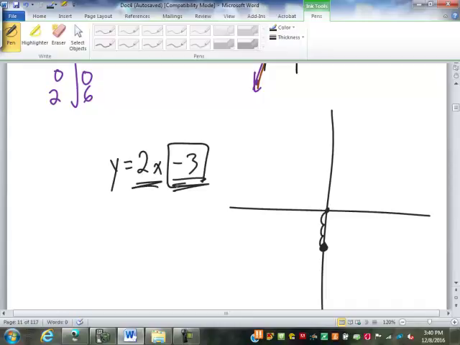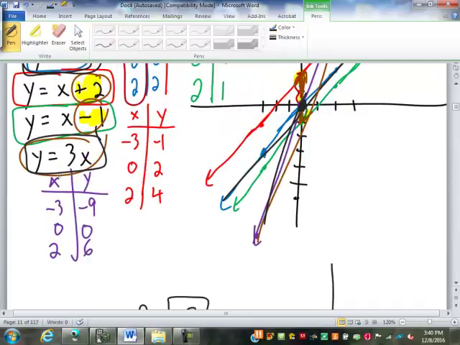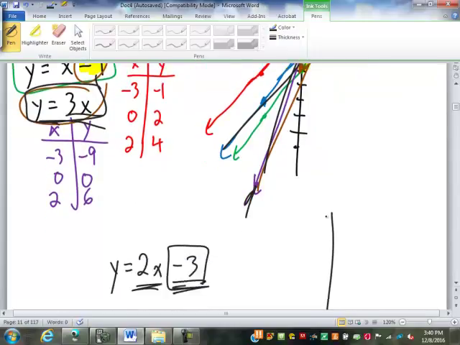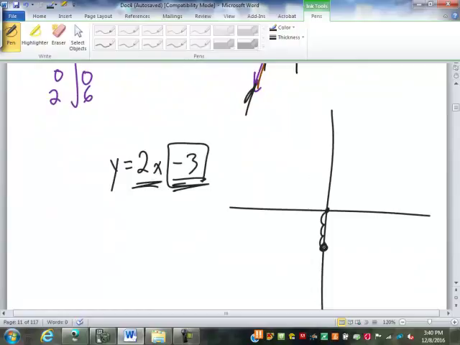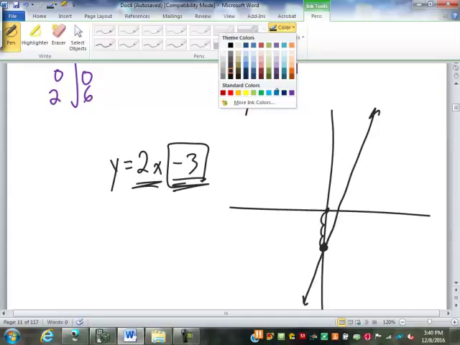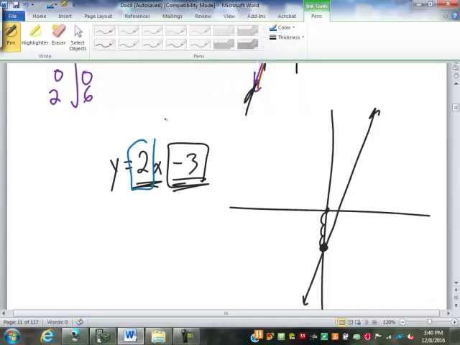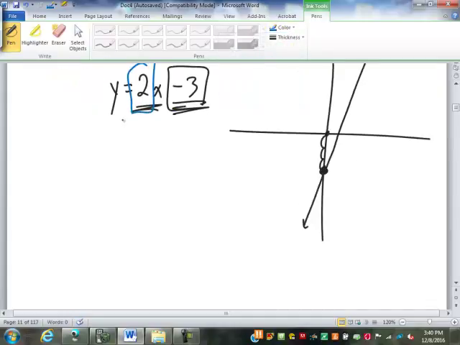The number that multiplies the x, what did that do up here? What did multiplying by 3 do to the line? It made it steeper. So this line is going to be steeper than normal, like that. Let's explore this number a little bit. That number that describes the steepness is called a slope. The slope is always the number that multiplies x.